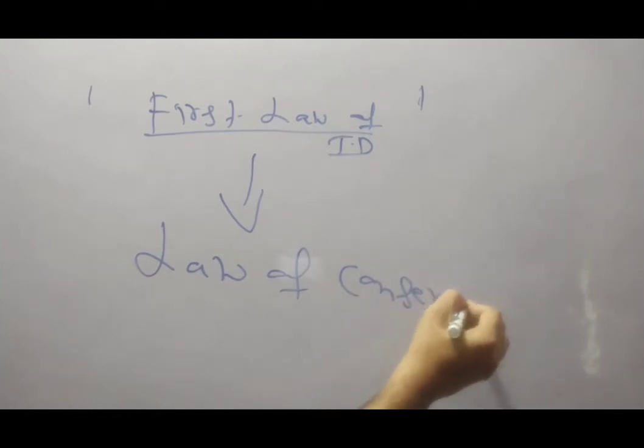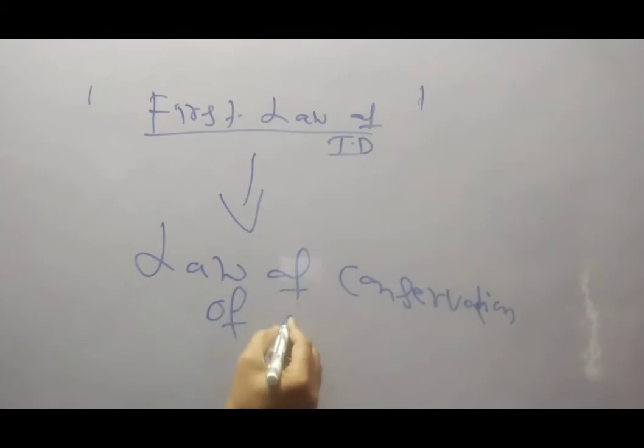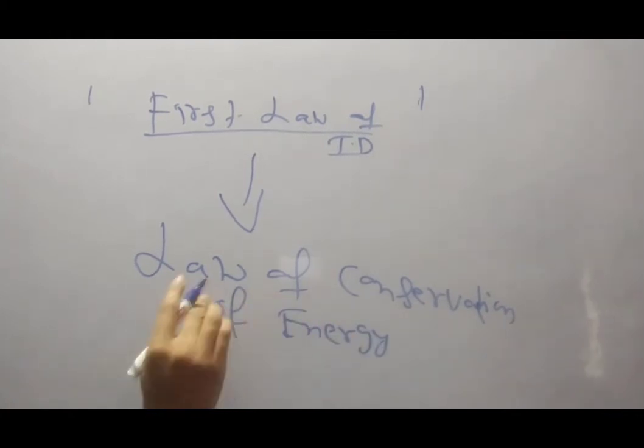Law of conservation of energy. Okay, so both are the same only: converting one form of energy to another form. Total energy is constant. That is your first law.